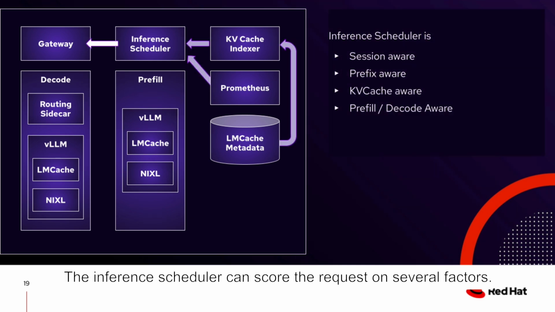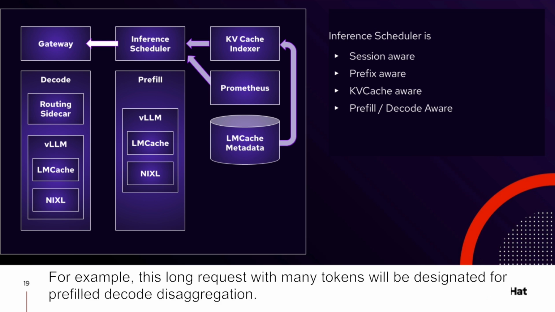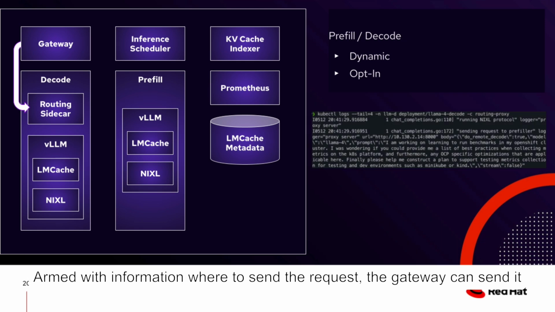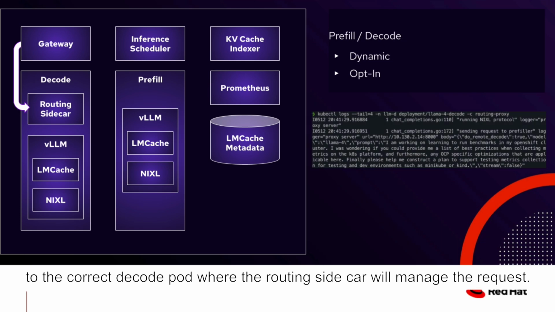The Inference scheduler can score the request on several factors. For example, this long request with many tokens will be designated for a prefill decode disaggregation. It can also look across the cluster and send it to the best node based on prefix or KV cache locality. Armed with information where to send the request, the gateway can send it to the correct decode pod where the routing sidecar will manage the request.